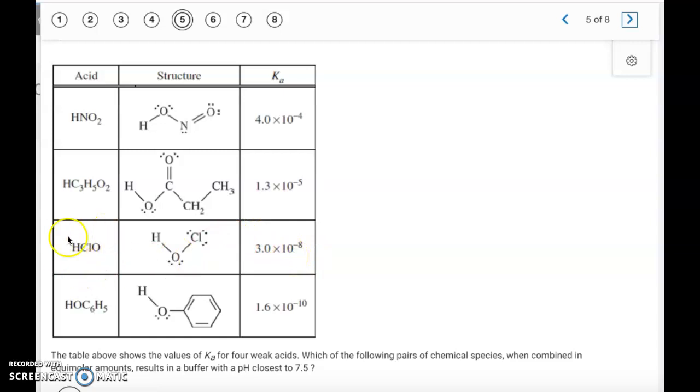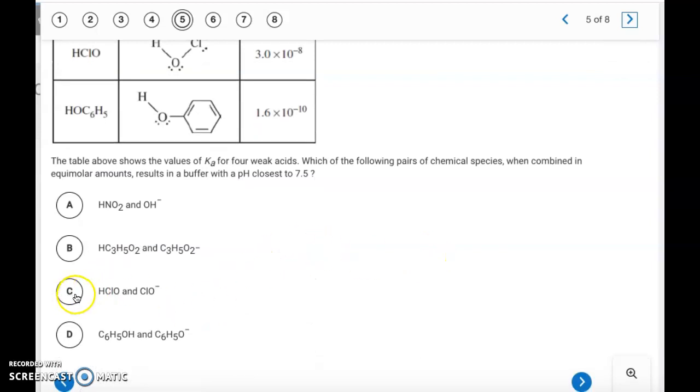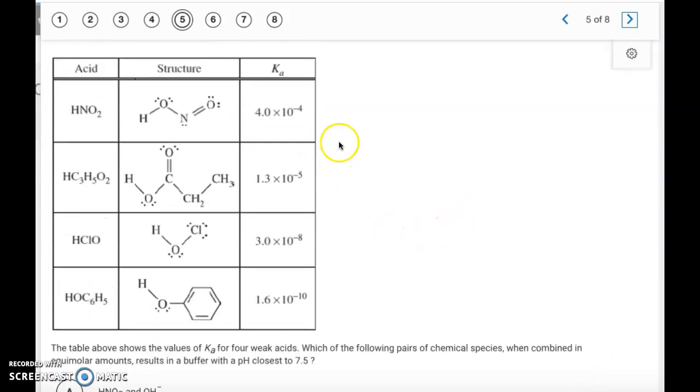So that means this is going to be our weak acid, and we want to combine that with equal amounts of the conjugate base. The conjugate base is going to be the ClO- ion. So that's going to be letter C right there. We want the pKa equal to the pH to make a buffer system close to some target pH.